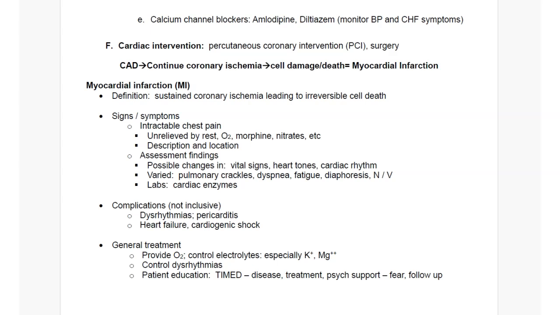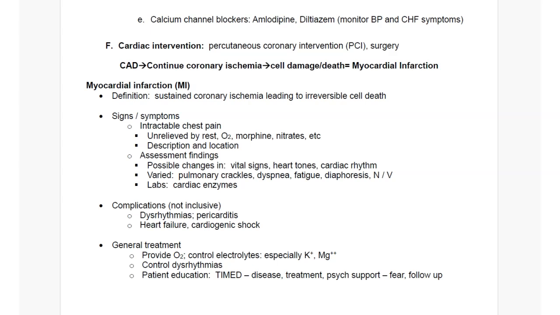So, the definition of myocardial infarction is sustained coronary ischemia leading to irreversible cell death. So this is when you can't really change the damage anymore and the damage is done, right? Once the cell is dead, we can't really regenerate it. In ischemia, you can still reverse it. Now in infarction, that's it.